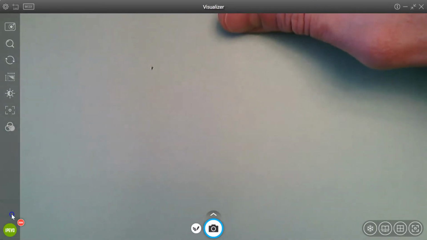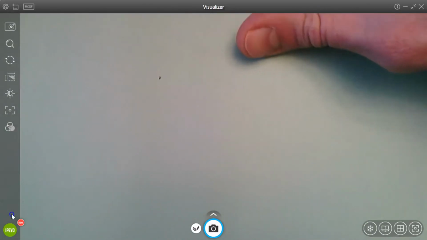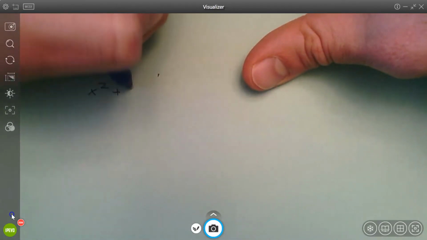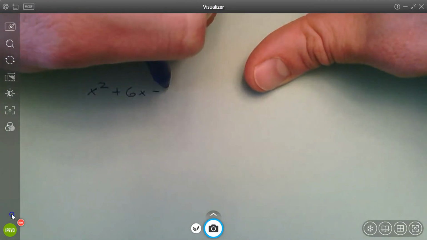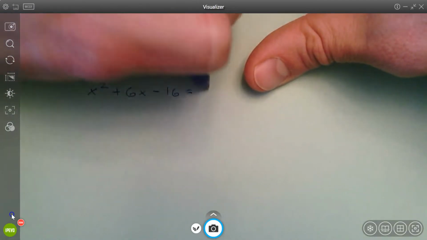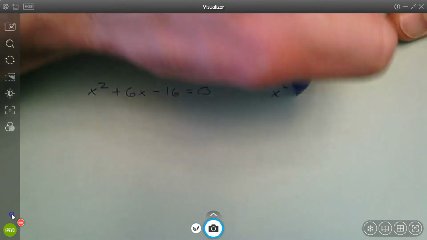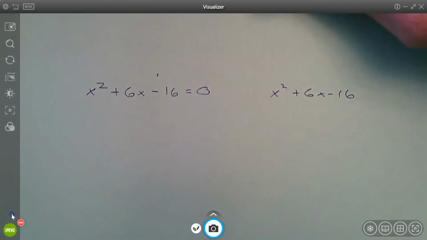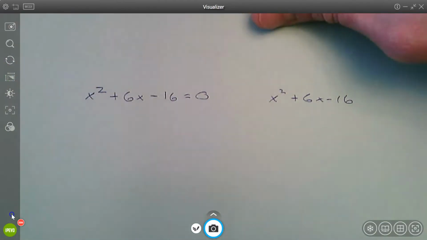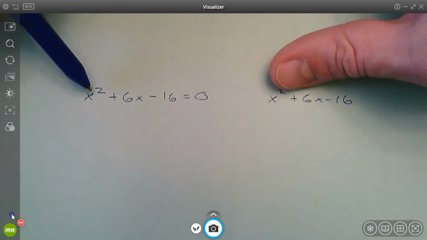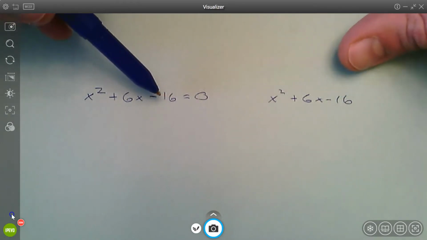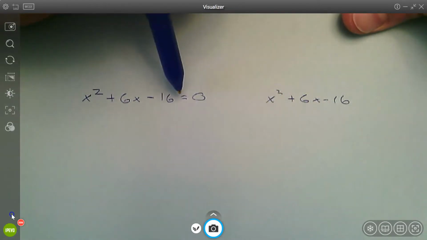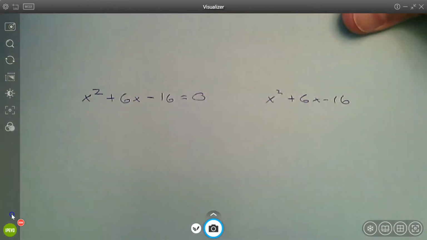Okay, in this video, I'm going to cover the difference between solving and factoring. So if we take a look at this, x squared plus 6x minus 16 equals 0 versus x squared plus 6x minus 16. If you think of some similarities and some differences here, similarities: it's the same x squared plus 6x minus 16. Differences: this is an equation, this is an expression. An equation has an equal sign, expression does not.